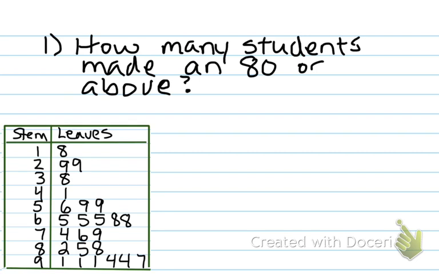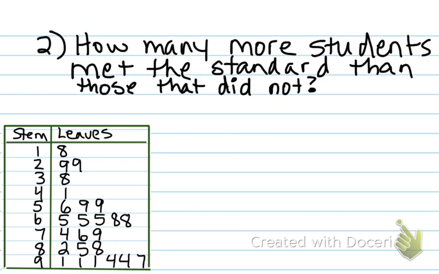All right, so here's my stem and leaf plot again, and my question is, how many students made an 80 or above? I could determine that by counting the leaves that are 80 or above. So I have 1, 2, 3, 4, 5, 6, 7, 8, 9. So that means that 9 students made an 80 or above. Let's try another question.